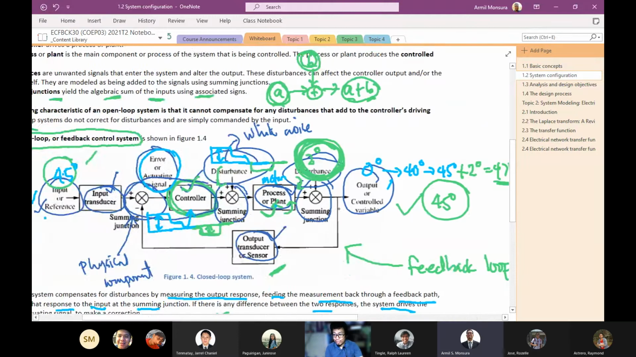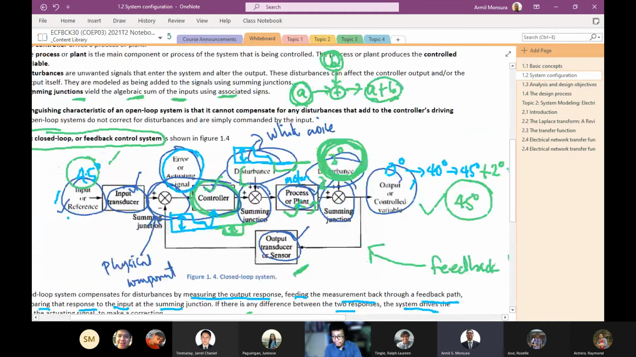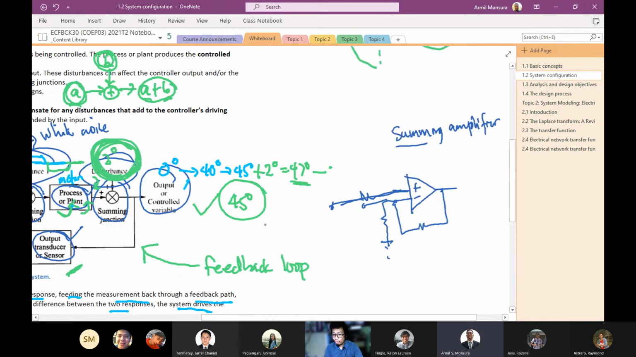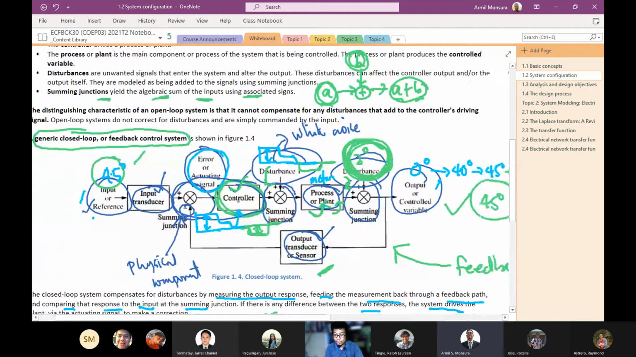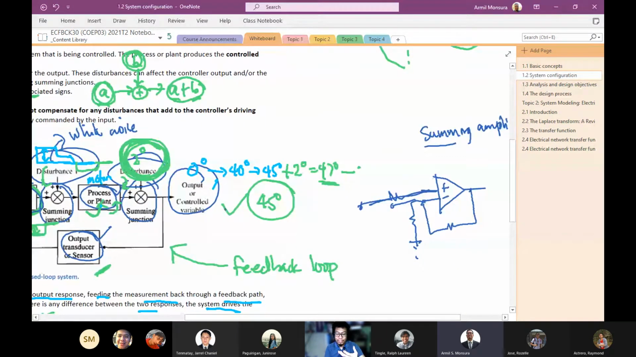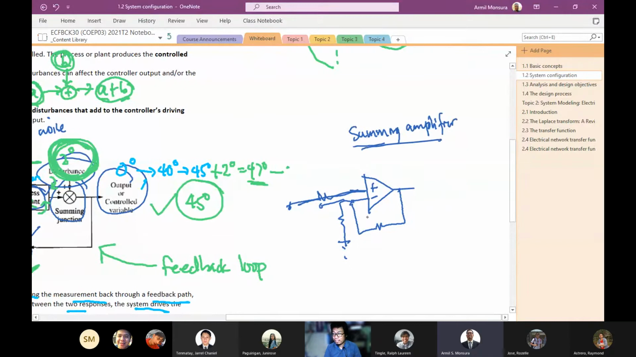ayun. What we need to do here is to add two signals. Although yung isa, bibigyan natin ng negative, i-invert natin yung cycle niya, basically because we need these two to subtract from each other. Okay? So we can actually do this operation in a very basic manner using a summing amplifier. Okay? And a summing amplifier is an op-amp circuit.